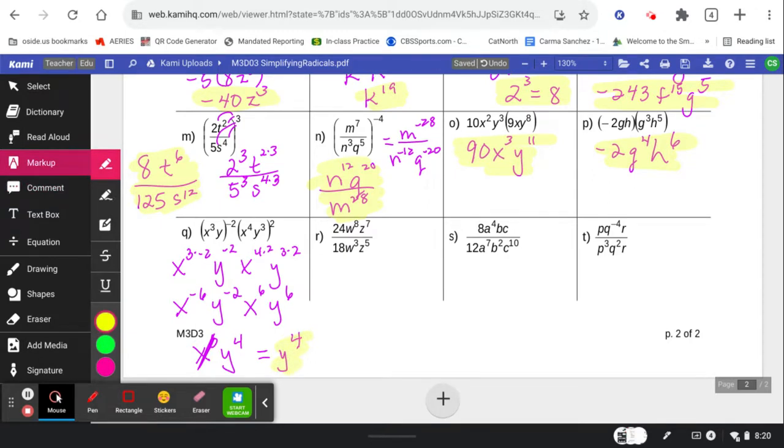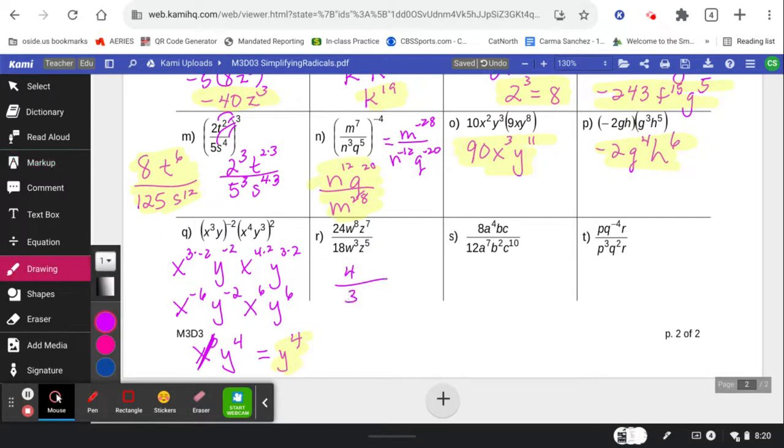Next one, see how the 24 and the 18, a number can go in? And so what goes into 24 and 18? A 6. So 4 goes in, 6 goes in 4 times, 6 goes in 3 times. Subtract rule, 8 minus 3 is w to the 5th. Subtract rule, 7 minus 5 is z squared.